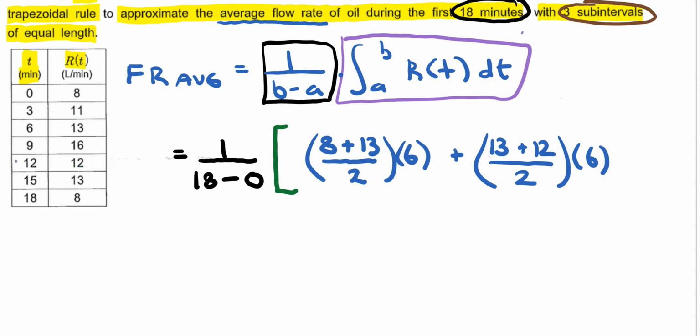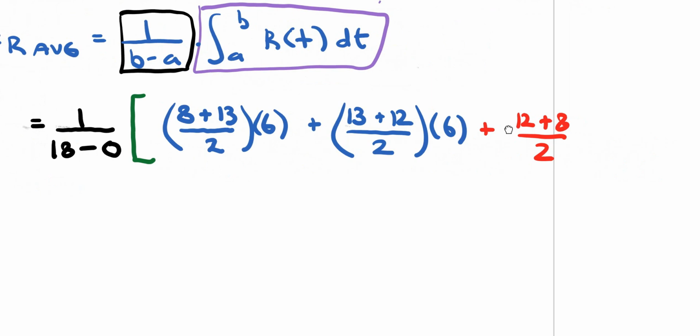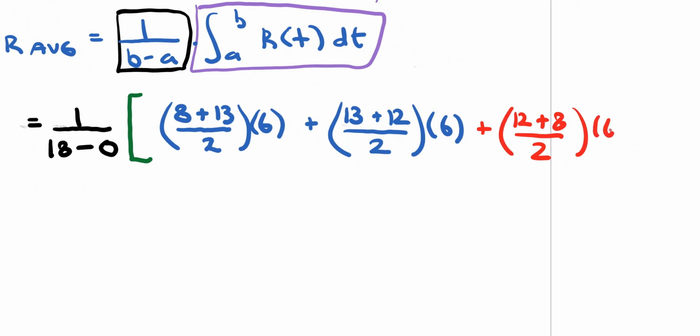And finally, my last subinterval is this part right here. This will give me 3 equal subintervals. This time my height 1 is 12 and my last height is 8, so plus (12 plus 8) divided by 2. And my base here is going to be 6.